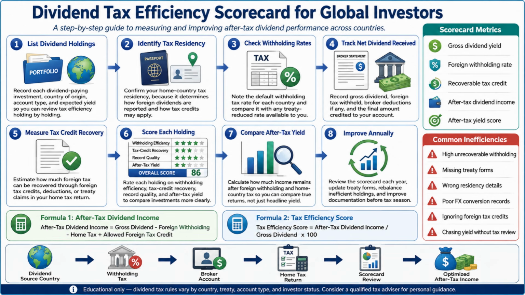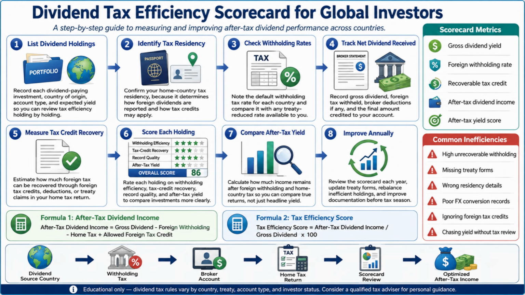Now, measure tax credit recovery. Estimate how much foreign tax may be recovered through foreign tax credits, deductions, or treaty claims in your home tax return. This step is important because unrecovered withholding can reduce your true dividend return. Next, score each holding. Rate every investment based on withholding efficiency, tax credit recovery, record quality, and after-tax yield. A simple scorecard makes it easier to compare investments and identify which holdings are tax efficient and which may need review.